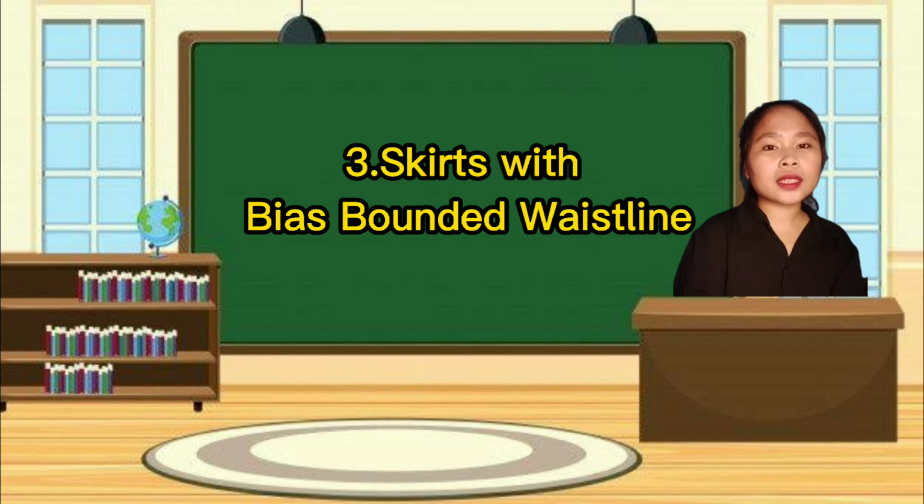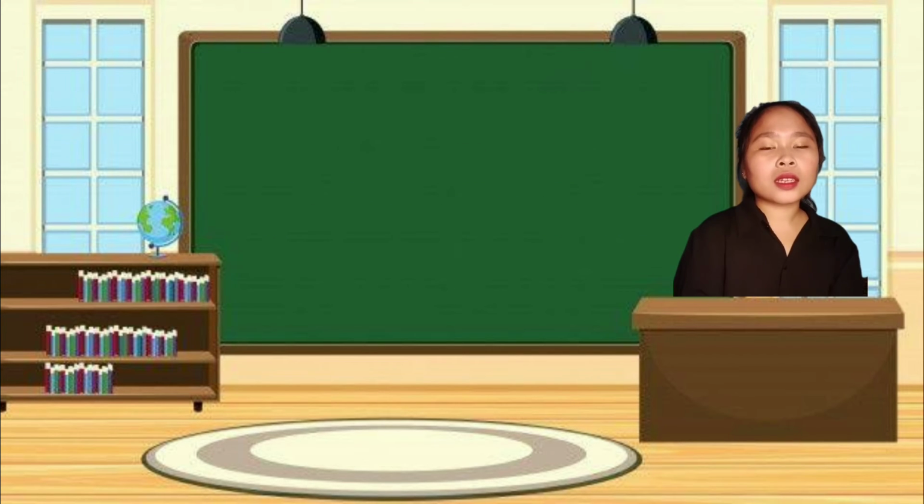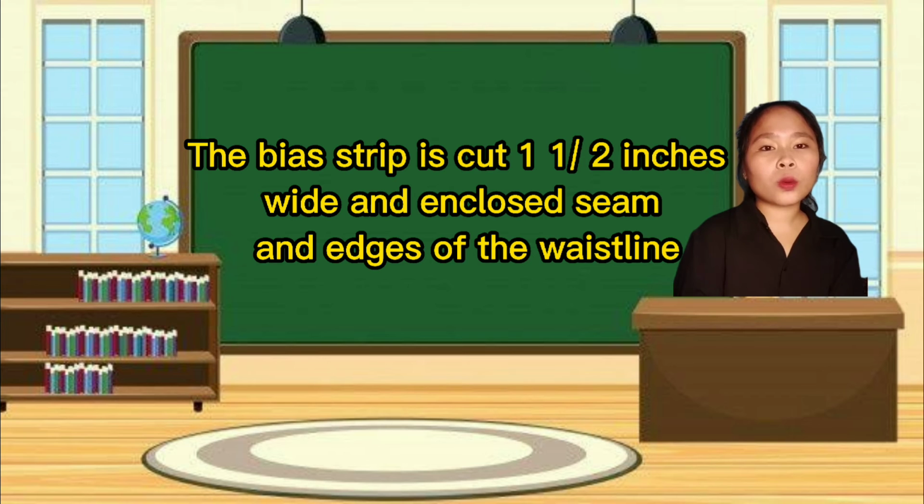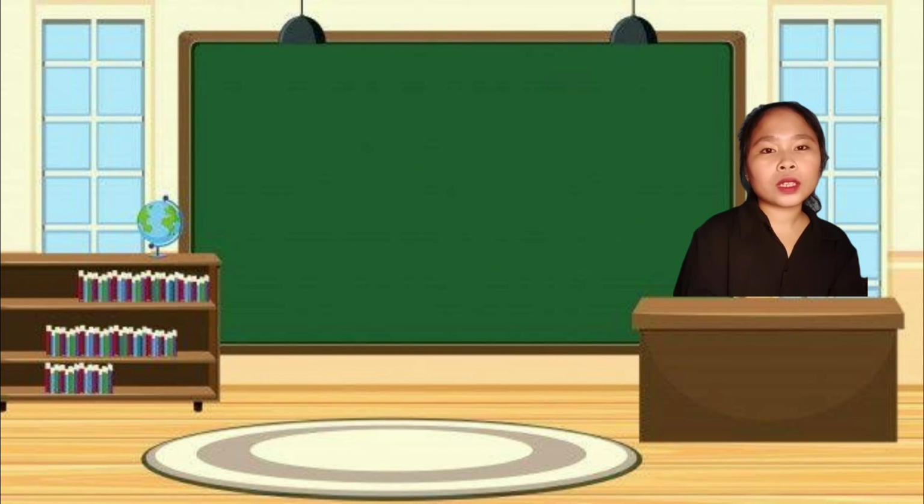Skirts with bias bound waistline. The bias strip is cut 1 1/2 inches wide and encloses the seam and edges of the waistline. It is usually finished with a hook and eye. Example.